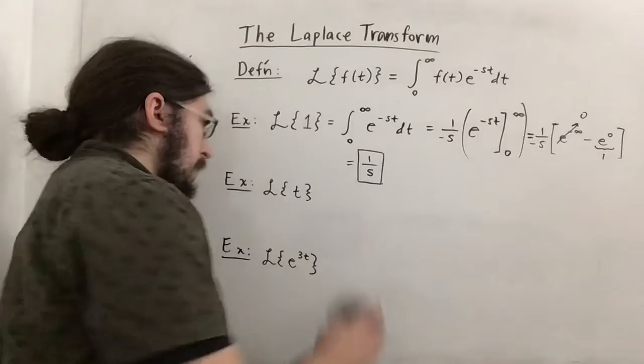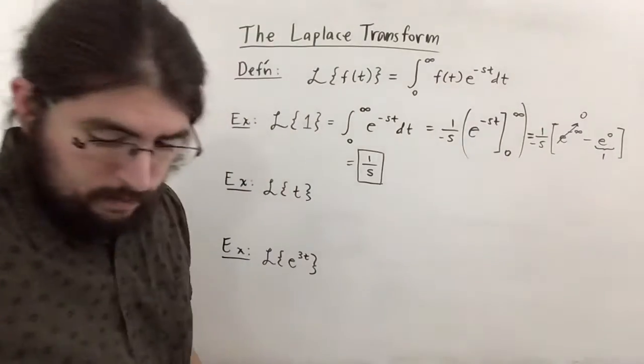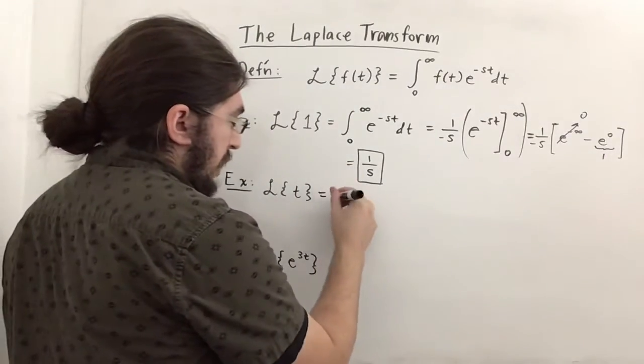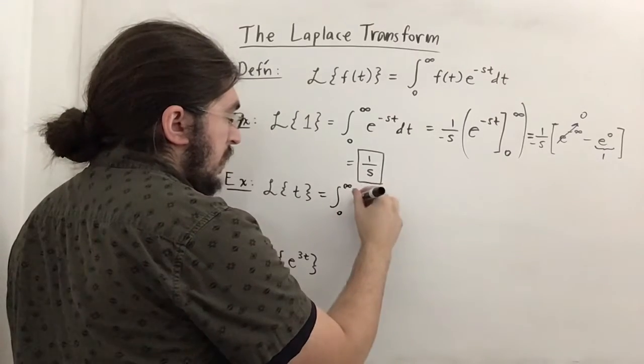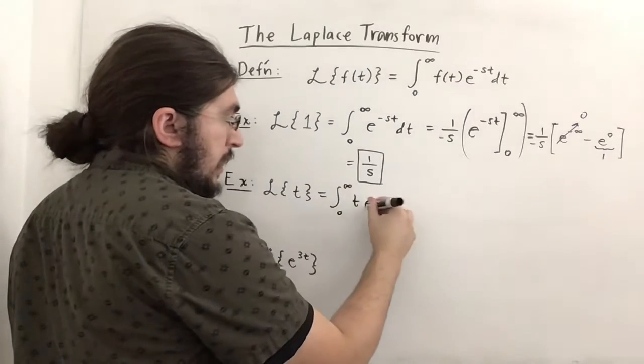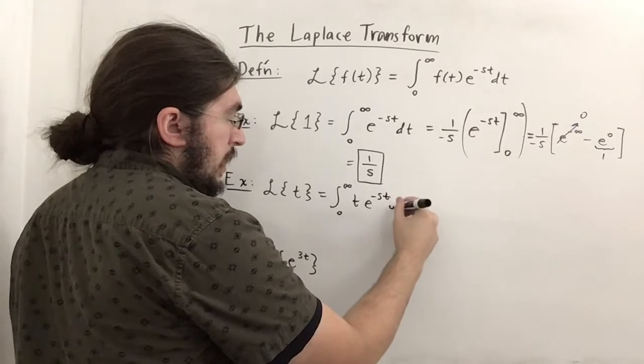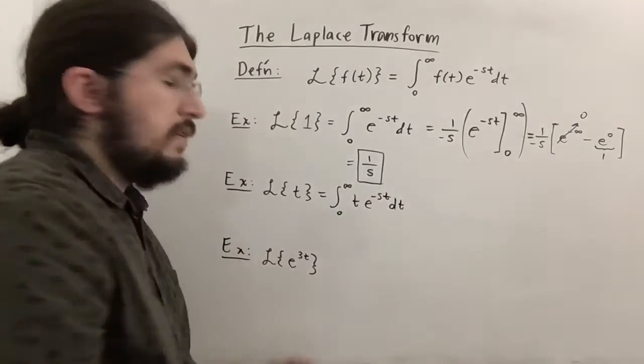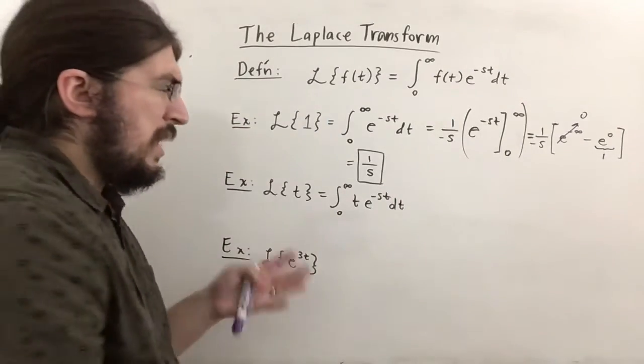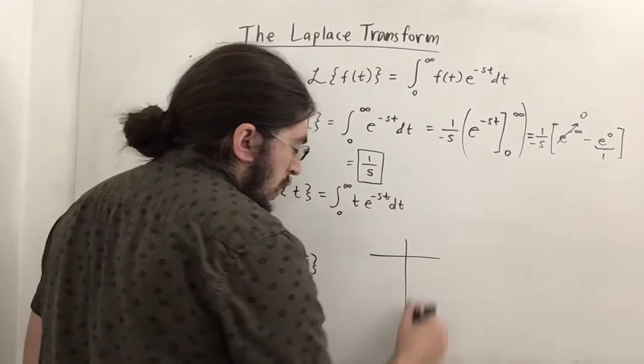All right. So now, again, we're going to use the definition here. So we have the integral from 0 to infinity of our function, which is t, times e to the negative st, dt. Now, in this case, we actually have to use integration by parts, really. You could actually think of using the tabular method if you like. So remember how that works.